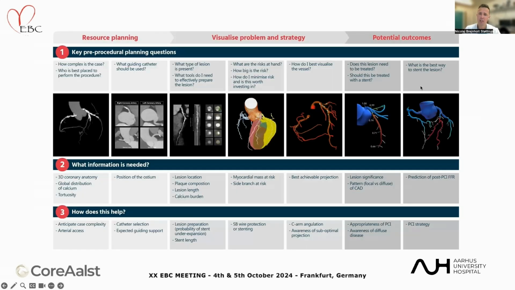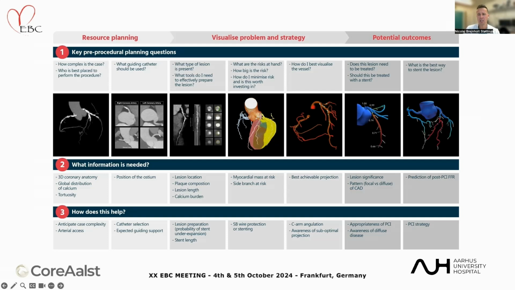This rather busy slide illustrates the structure of CT-guided intervention broken down into three distinct phases: a planning phase, a strategizing phase, and a potential outcome phase. Initially, we obtain information about coronary anatomy, calcium load, and global calcium distribution, and this helps us to stratify case complexity. In the axial view, we can appreciate coronary ostium takeoff and plan for optimal catheter selection.